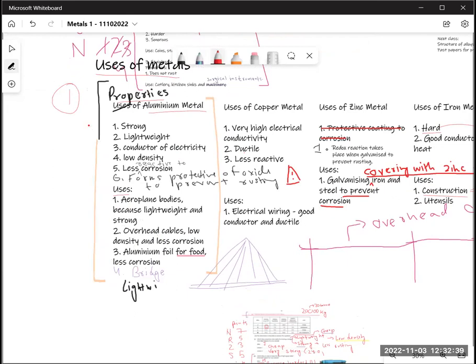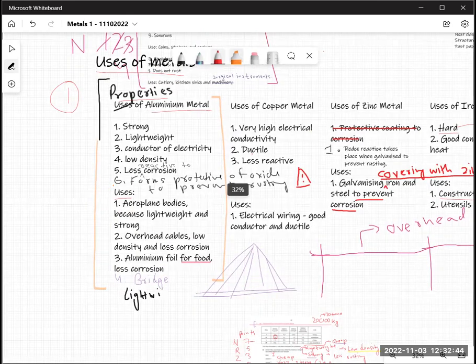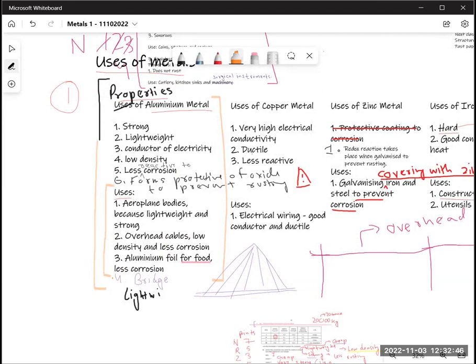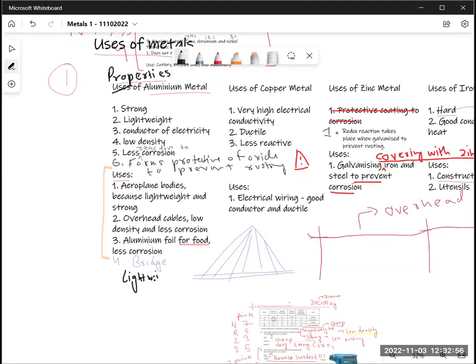Now, Neha, I want you to read this part one more time. The uses: aeroplane bodies because lightweight and strong, overhead cables, low density and less corrosion, aluminium foil for food, less corrosion. And the fourth one is bridge, lightweight and strong. Right. Neha, now you know all of this knowledge. I'm going to ask you a few questions.